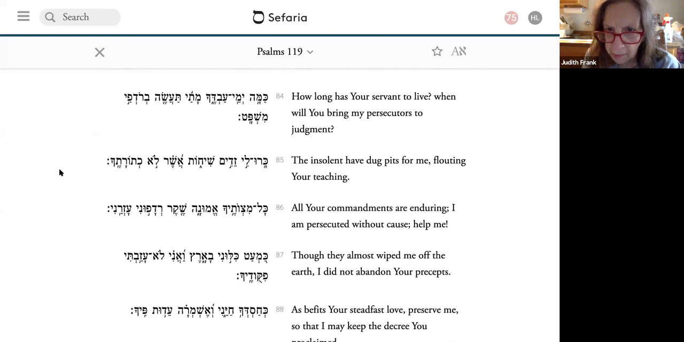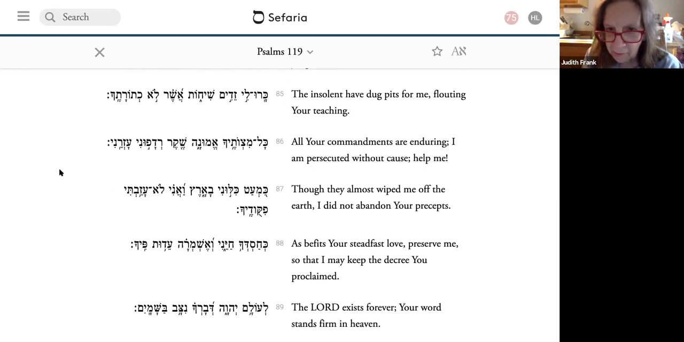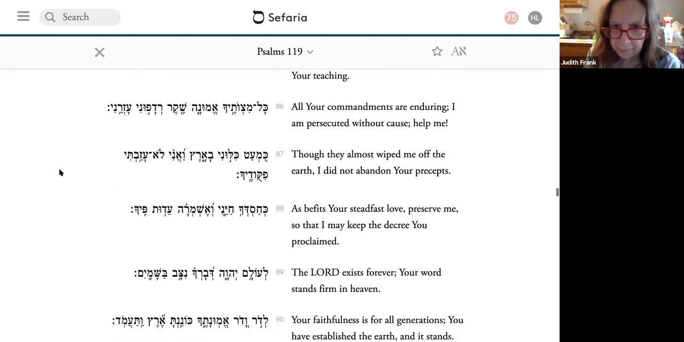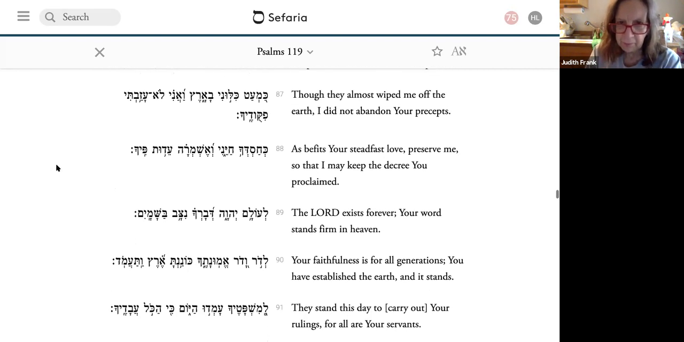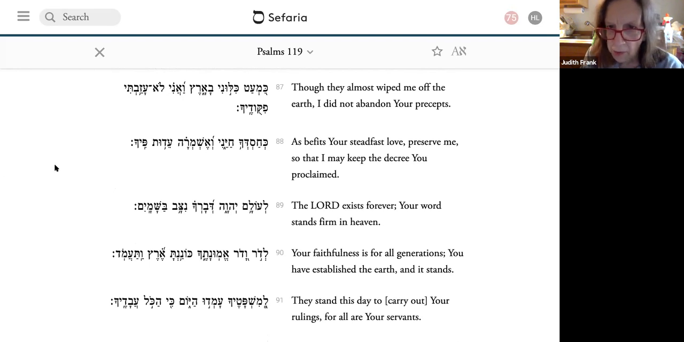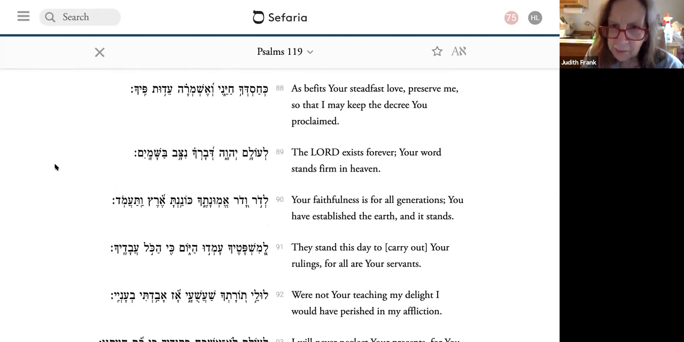When will you bring my persecutors to judgment? The insolent have dug pits for me, flouting your teaching. All your commandments are enduring. I am persecuted without cause. Help me. Though they almost wiped me off the earth, I did not abandon your precepts. As befits your steadfast love, preserve me so that I may keep the decree you proclaimed.